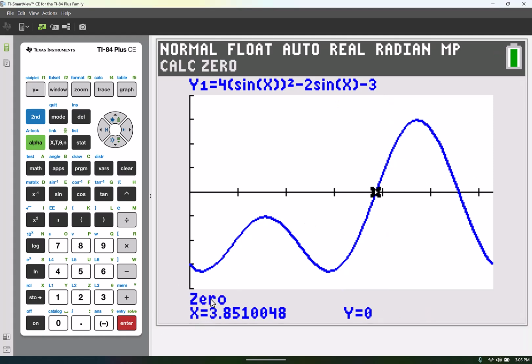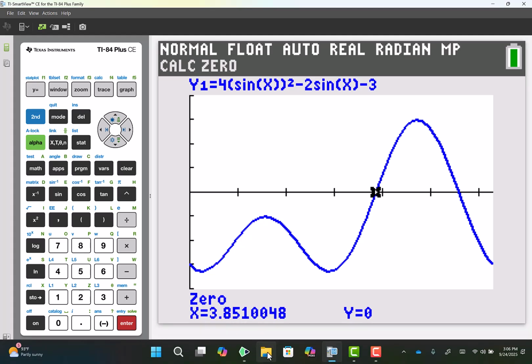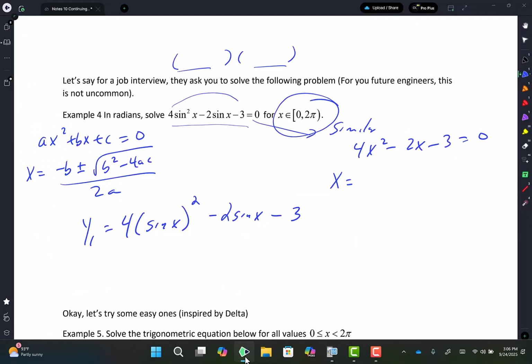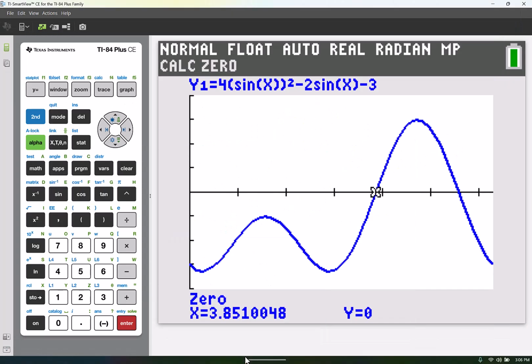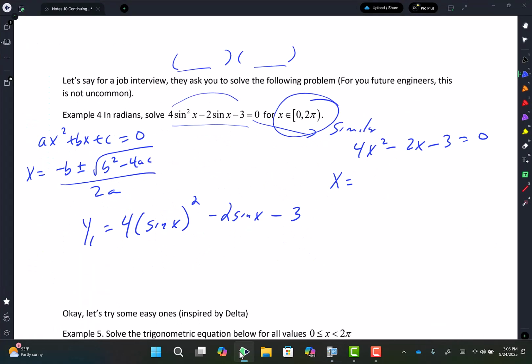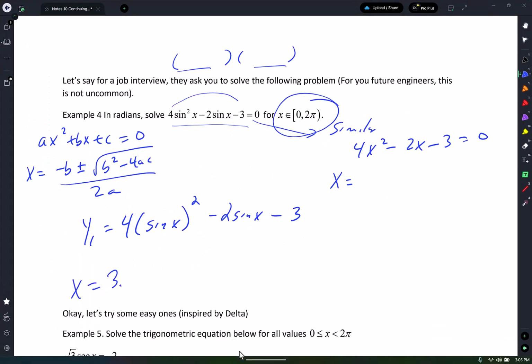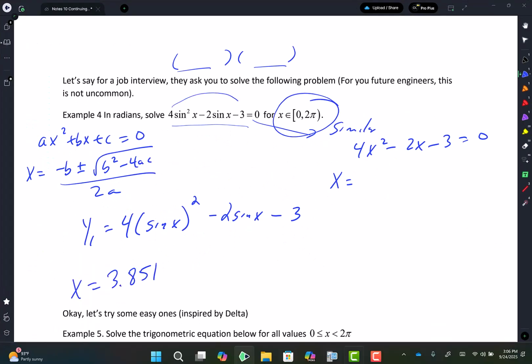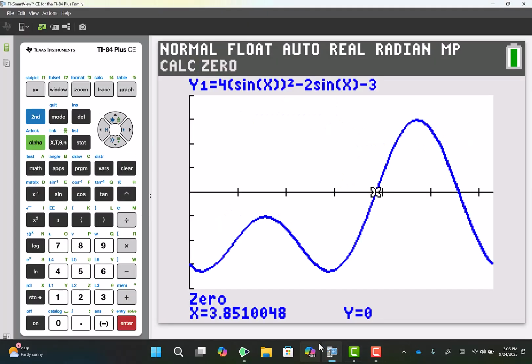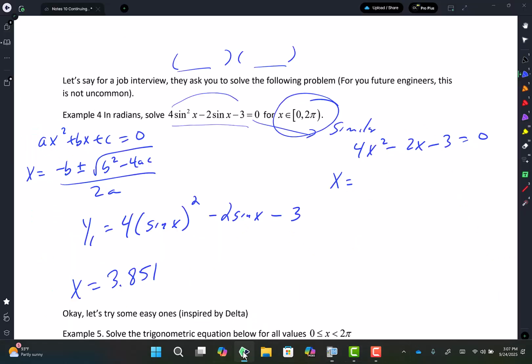And then look, there it is. It needs to say the word zero, just like before when it said the word intersection. What is that answer? 3.851, at least 3 digits after the decimal. So I'm going to write x equals 3.851. Did I write that correctly? 851, yep. All right, let me get the next one, guys.